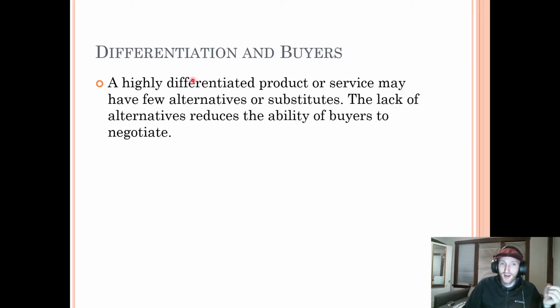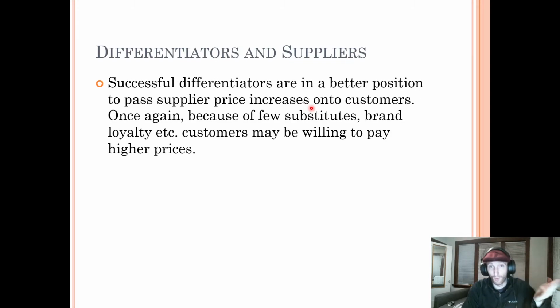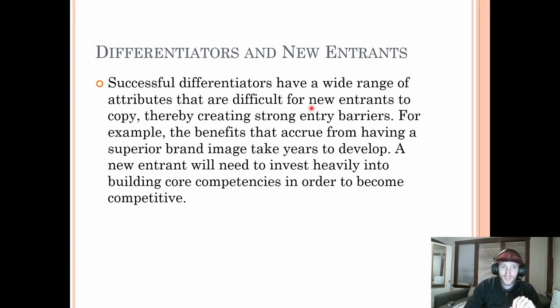Bargaining power of buyers. Highly differentiated products may have very few alternatives and substitutes. And because there's a lack of options, your buyers probably have to go with you, and that reduces their ability to bargain prices down or negotiate. Kind of the same thing again, reversed, but with bargaining power of suppliers. Differentiators are in a better position to pass supplier price increases on to consumers, and because of few substitutes, people may be more willing to pay higher prices.